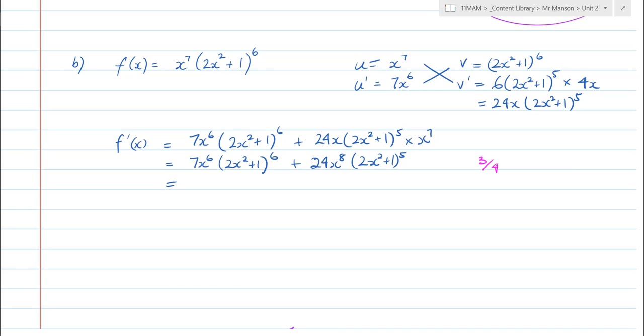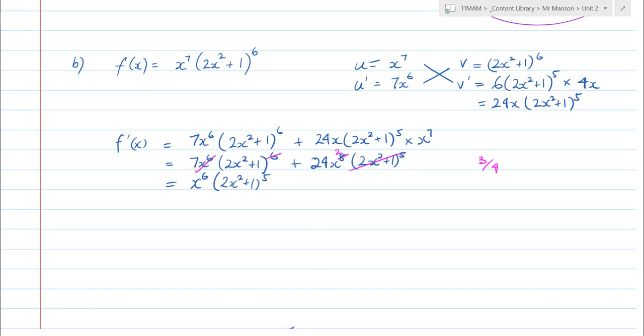But I've got an x to the power of 6 here, and an x to the power of 8. That means I can take out x to the power of 6, which leaves me no x's there, and leaves me x squared there. The 7 and the 24 have no common factors, but I've also got (2x squared plus 1) to the power of 6 here and (2x squared plus 1) to the power of 5 here. So I can take 5 of them out, (2x squared plus 1) to the power of 5, and that leaves me with none here and 1 there.